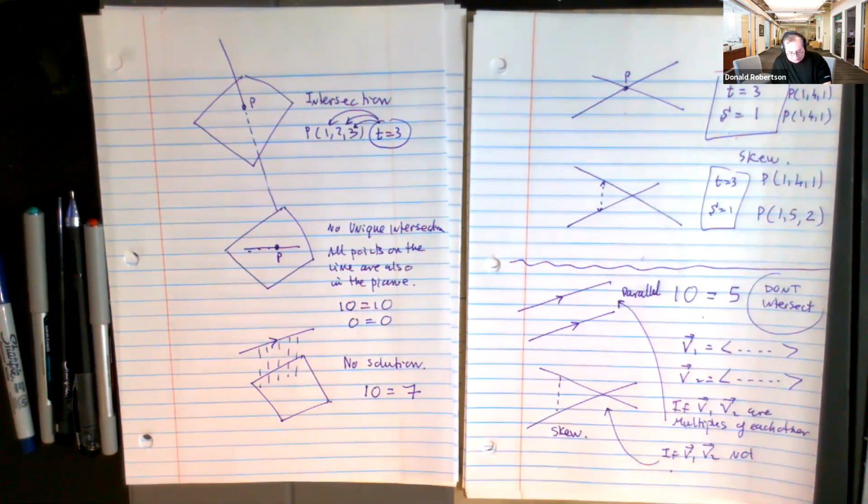Now, how do you know if two vectors are multiples of each other? Divide the x components, divide their corresponding y values, divide their corresponding z values. If you get the same number each time, they are multiples of each other, and so they are parallel. If you do the divisions and they are not multiples of each other, right, the ratios are different each time, or at least two of them are different, then you are looking at skewed. Okay.